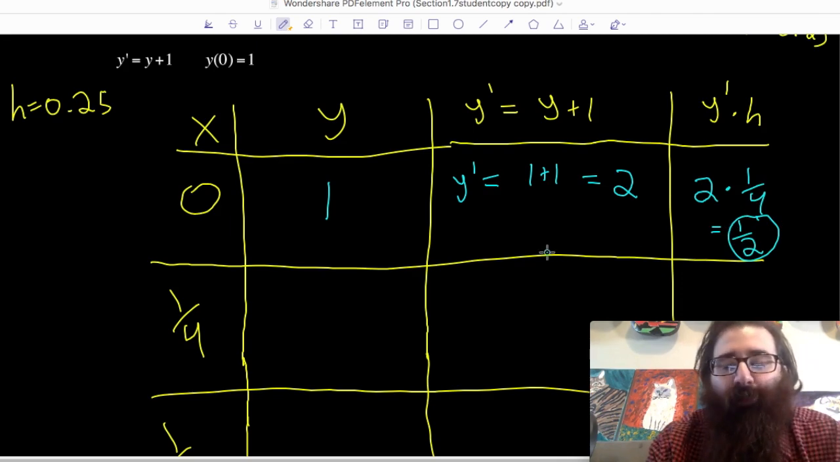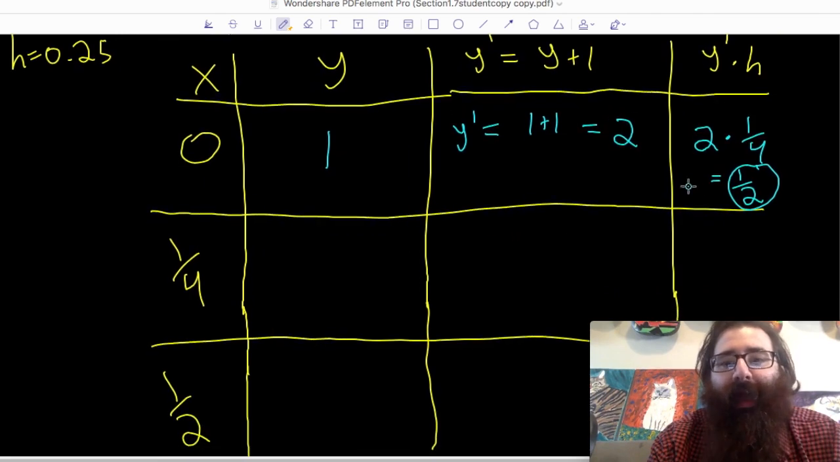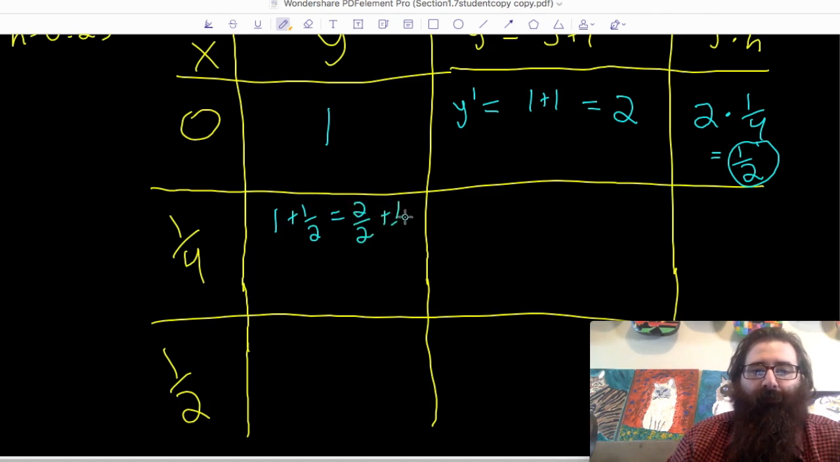Now to get the next y value, and this is something we want to remember with our table, I want to add this to the current y value to bring me to that next y value. So although I have this last value 1/2, that's not my new y value. I have to add it to this previous y value. So we'd say 1 plus 1/2, or think of that with common denominator, 2 over 2 plus 1 over 2. That's going to give me 3 over 2.